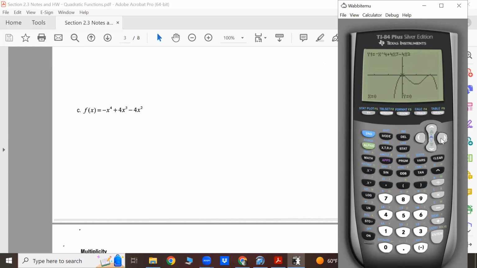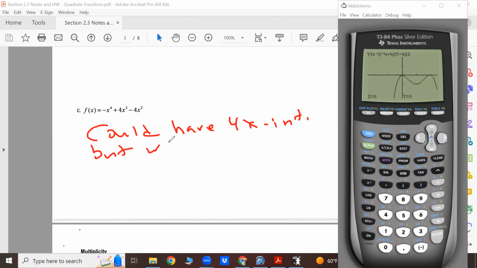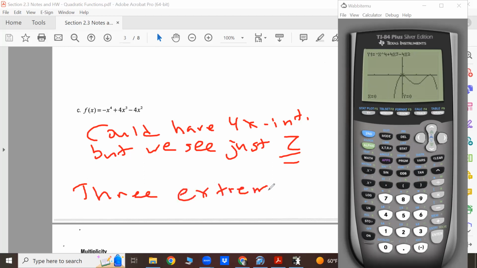Okay, so this one's kind of interesting. What do you notice about this peak here? It's right on the x-axis. Likewise with this one also. So this one could have 4 x-intercepts, but we see just 2. And there are 3 extrema. Just 3 extrema.